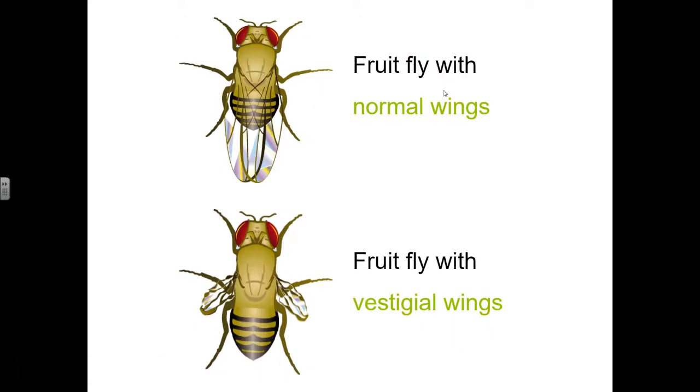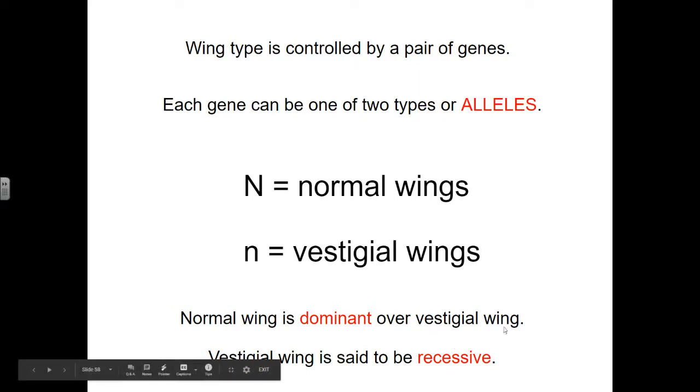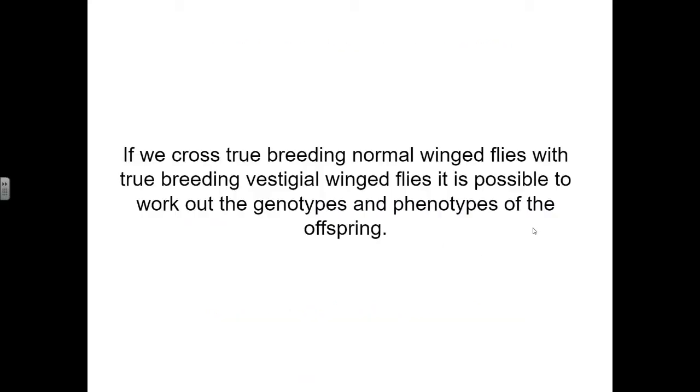If we had fruit flies with normal wings and vestigial wings, normal wings is the dominant allele. So the allele is the forms of the gene. If we looked at the gene, the section of chromosome that determines hair color, we could have alleles such as black, brown, blonde, etc. These are the alleles. One of these alleles will be dominant to the other. Normal wing is dominant over vestigial wing. Vestigial wing is said to be recessive to normal.